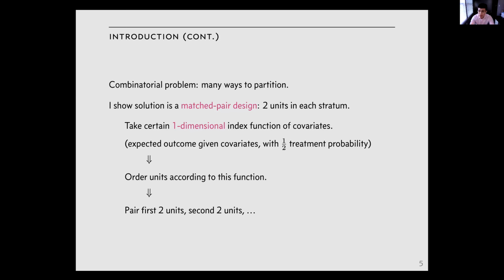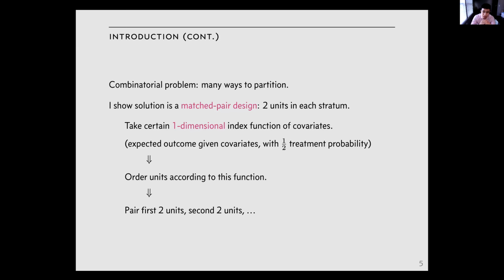In particular, this matched pair design is defined by a very simple function. I'll explain what this function is in a second. But suppose I give you such a function. This function is a function of the covariates. And because it is one-dimensional, all you need to do is order the units according to the values of this function, and then you just pair the first 2 units, second 2 units, and so on. And then you randomly assign one of each pair to treatment.